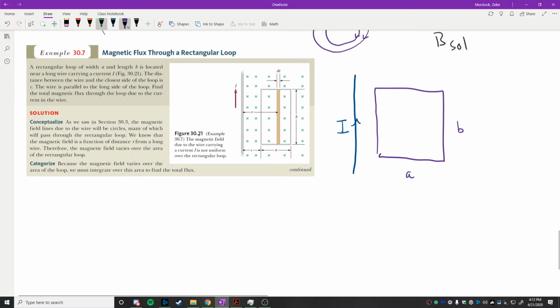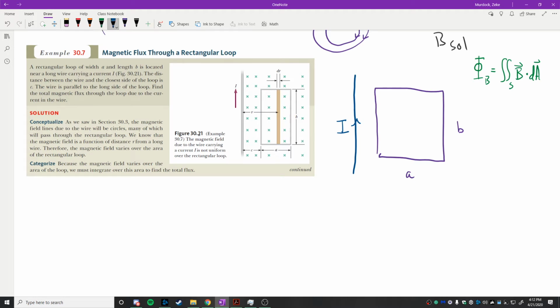And what we want to calculate is what is the magnetic flux through this object right here. And I'm going to remind you that magnetic flux is given by this expression. It's the surface integral of the magnetic field dot product with dA. Okay? It's just like electric flux, except you replace the E with a B.